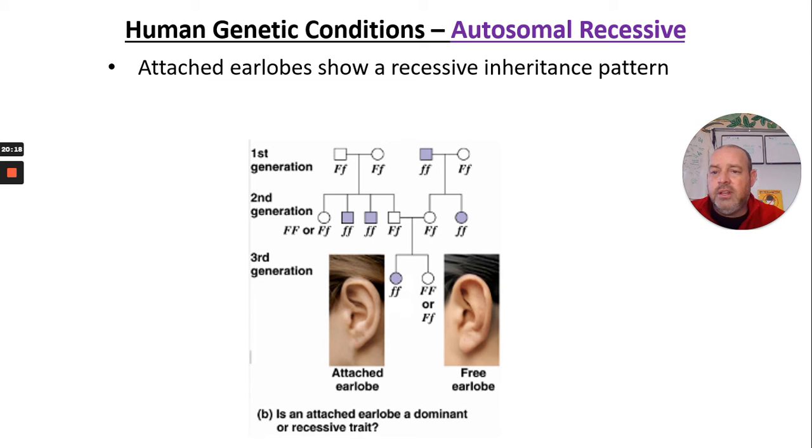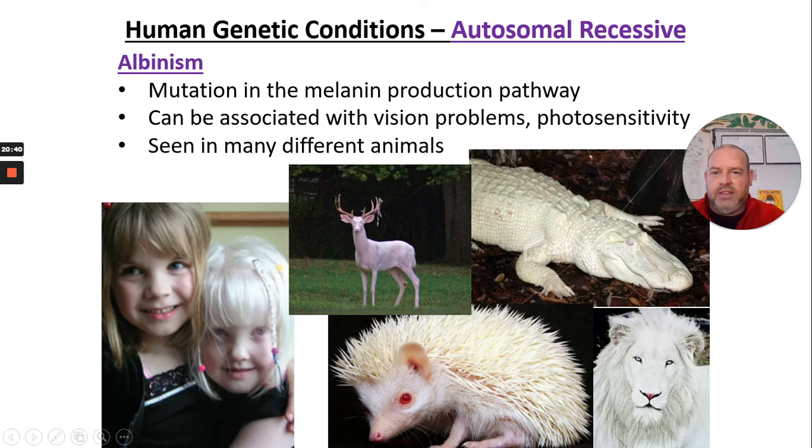Autosomal recessive. So attached earlobes show a recessive inheritance pattern. If you have attached earlobes, then that would mean you are little f, homozygous recessive. And you can see people that have a free lobe versus people whose ear just goes right into the side of their head. And so that's autosomal recessive.